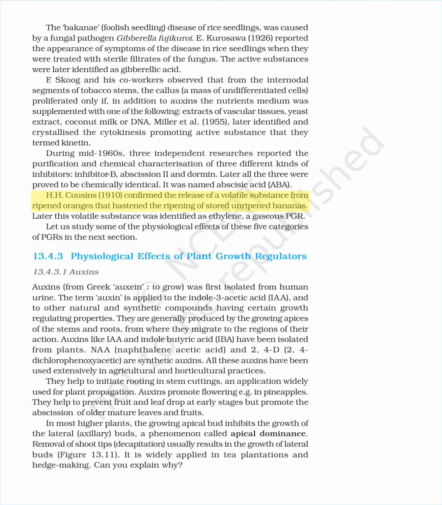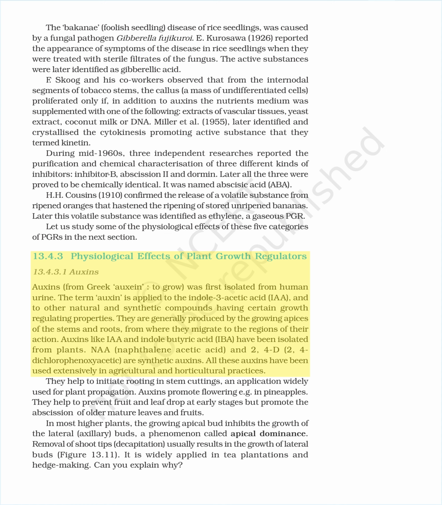H. Cousins, 1910, confirmed the release of a volatile substance from ripened oranges that hastened the ripening of stored unripened bananas. Later this volatile substance was identified as ethylene, a gaseous PGR. Let us study some of the physiological effects of these 5 categories of PGRs in the next section.